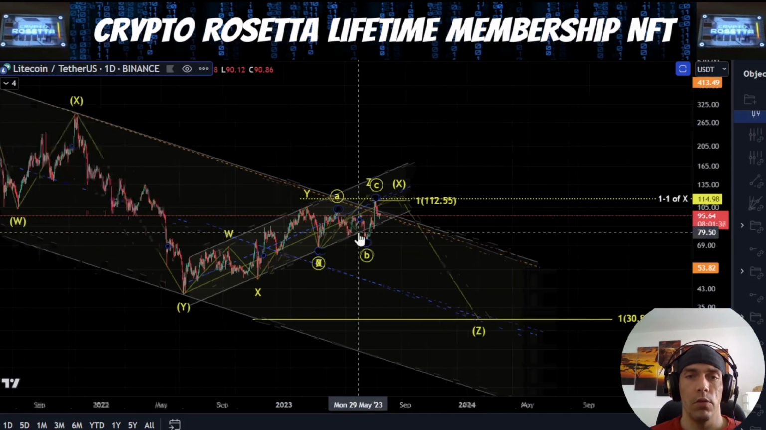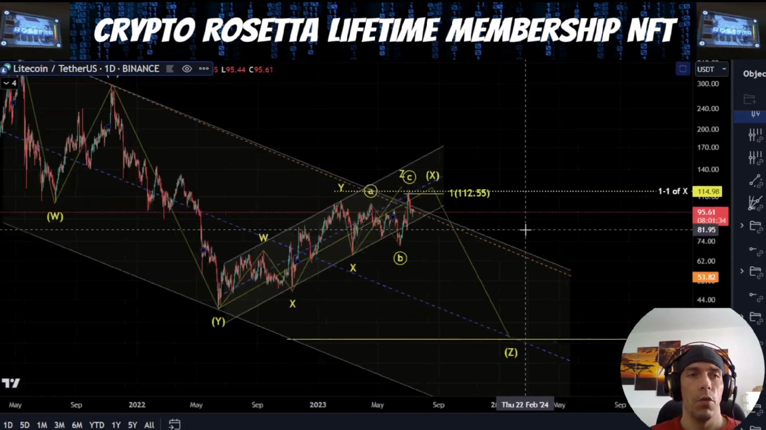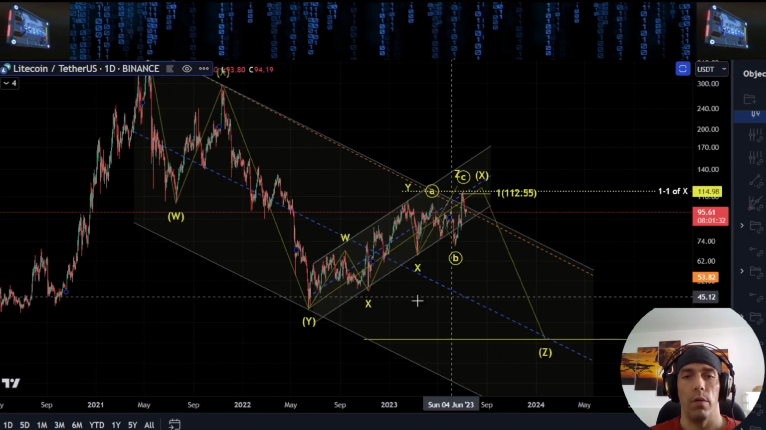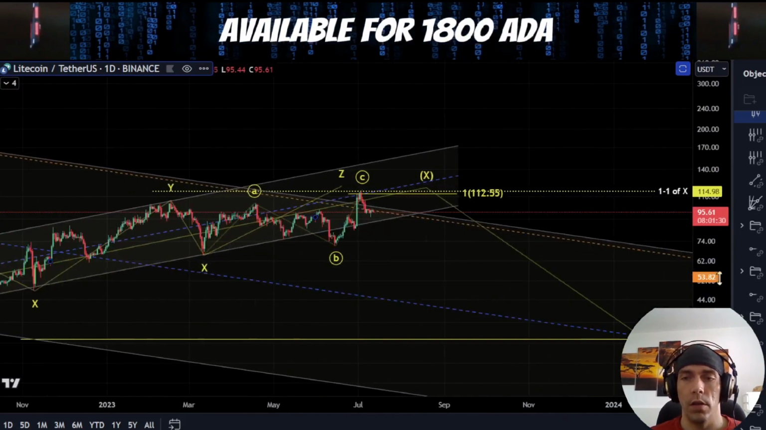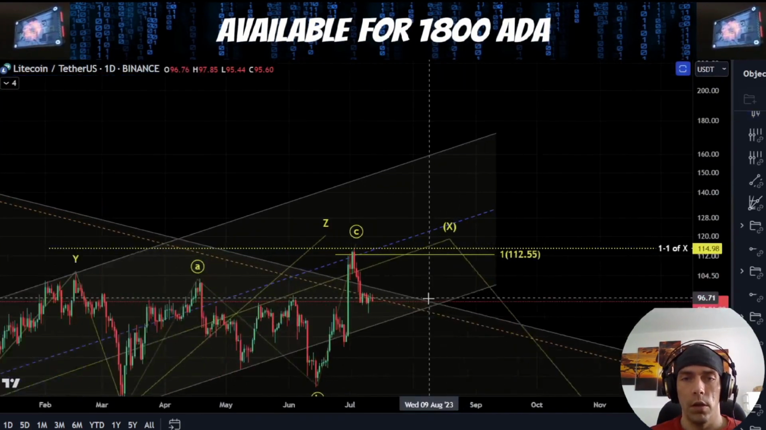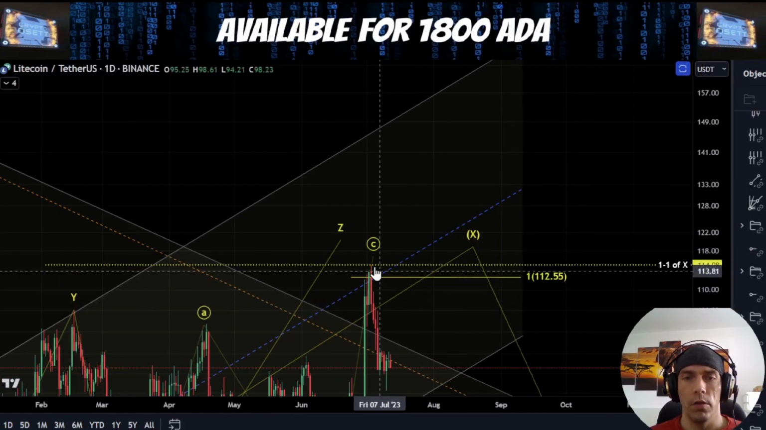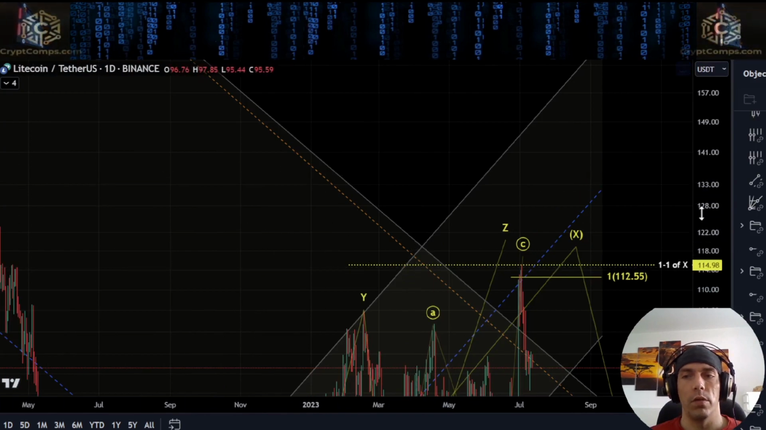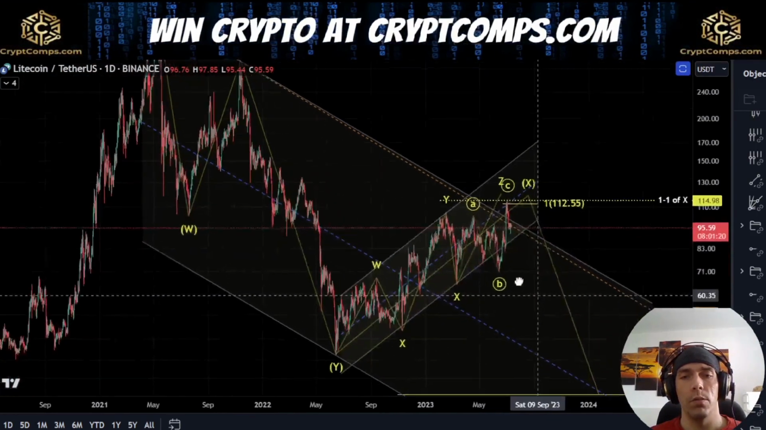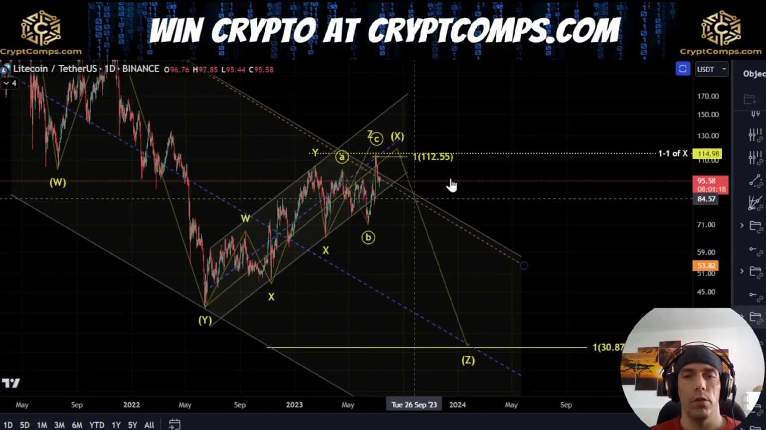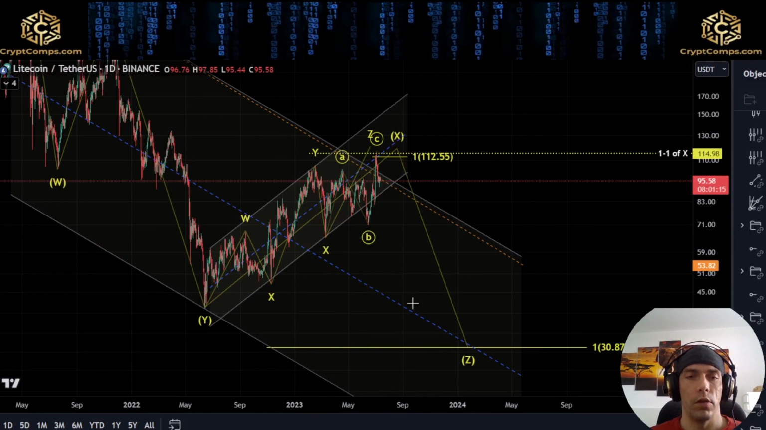Now, the very interesting thing about this is measuring this previous X wave over here and projecting that to the upside. If I come in a bit closer here, we can see that price hit this on the head. So this is exactly one-to-one of this previous X wave. This is why I'm on the lookout that we could still see continuation to the downside starting to play out here.